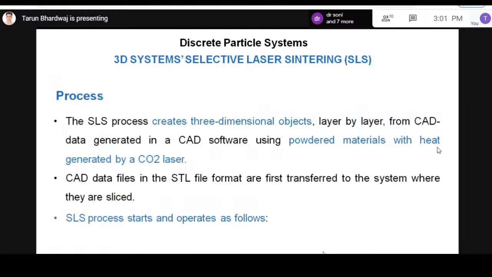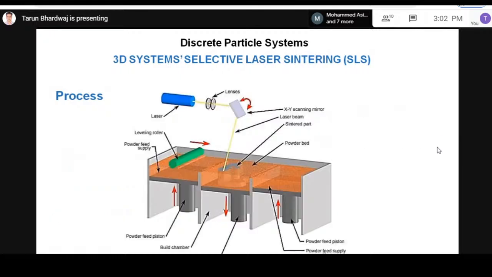And the selective laser sintering process creates a three-dimensional object layer by layer, directly from the CAD, using powder material with the heat generated by a CO2 laser. The CAD data in STL format are first transferred to the system where they are sliced, and after the slicing, the SLS process starts and operates as follows, as it is given over here.